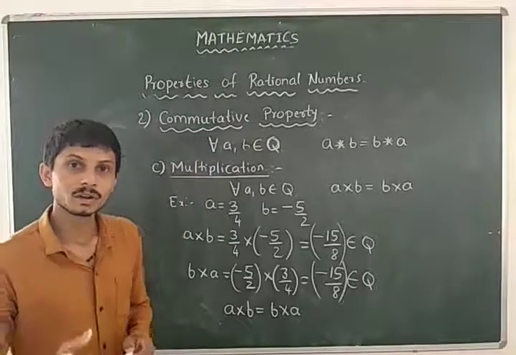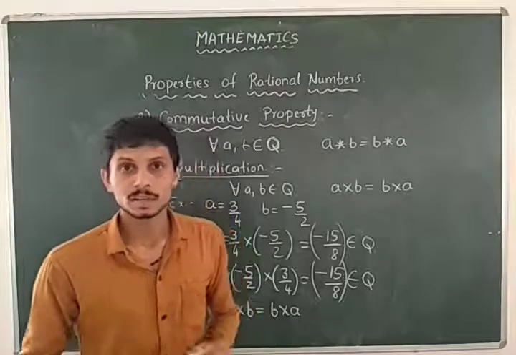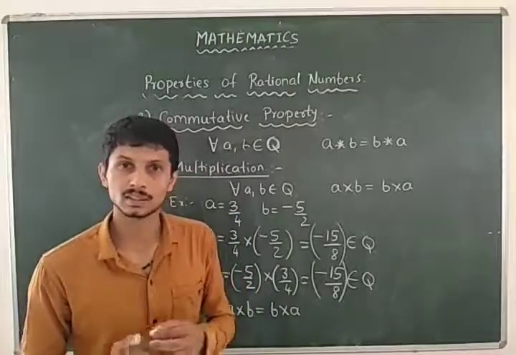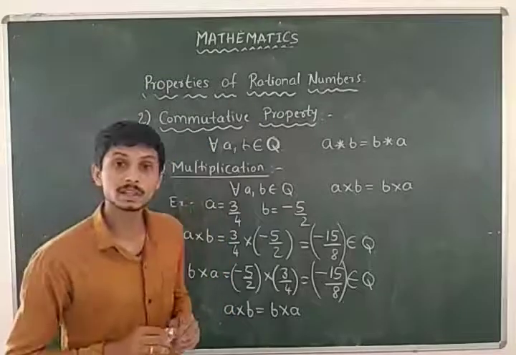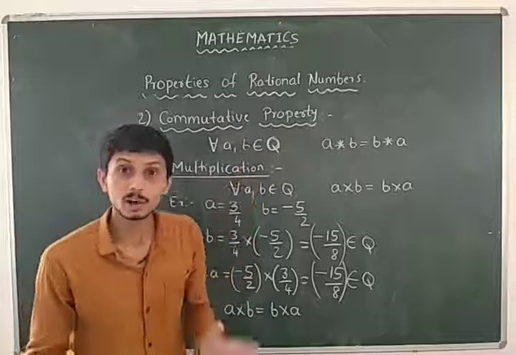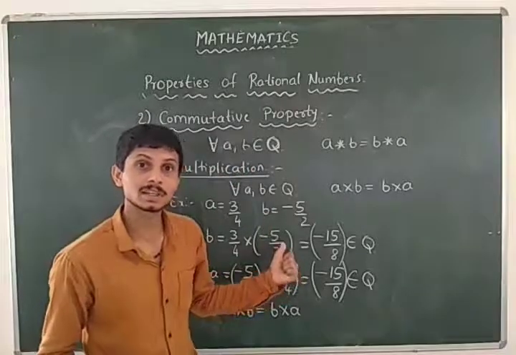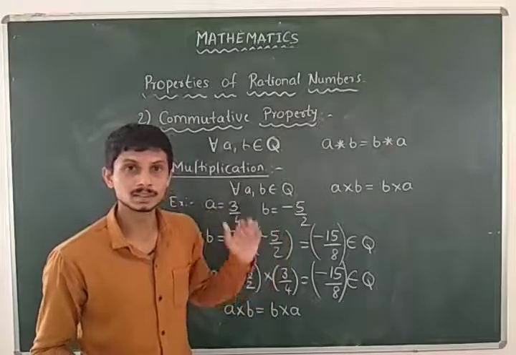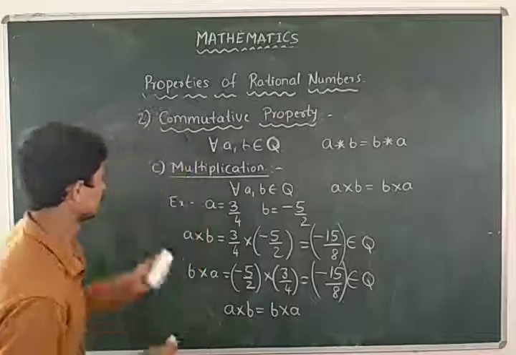So we got that rational numbers are closed under addition, subtraction and multiplication, but not in division. And rational numbers are commutative under addition but not subtraction, and commutative under multiplication. So let us move on to division.